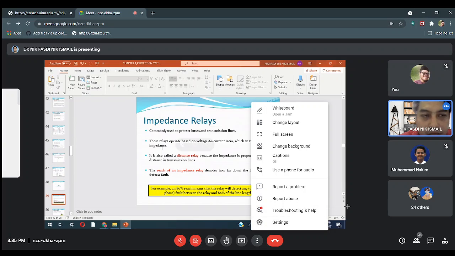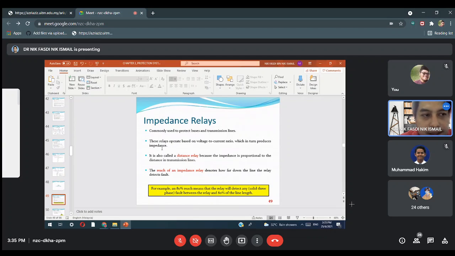during a fault, for example, single line, double line, or double line to ground, the current will increase, it will rise up very high. So the ratio of V over I will change, right? The impedance will also change. So that is the concept of impedance relay. It will sense the current.